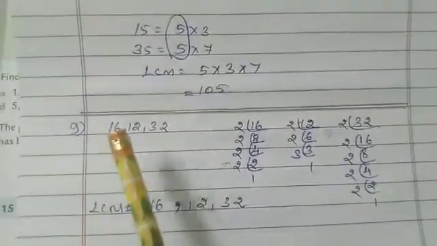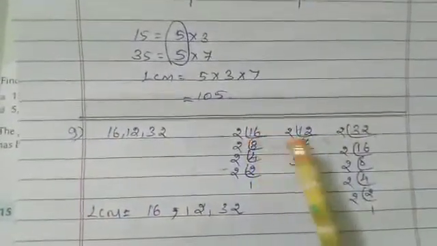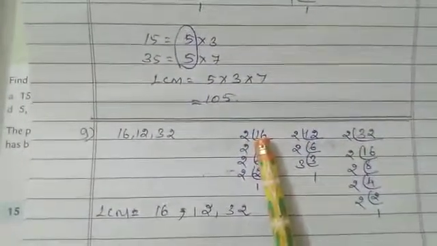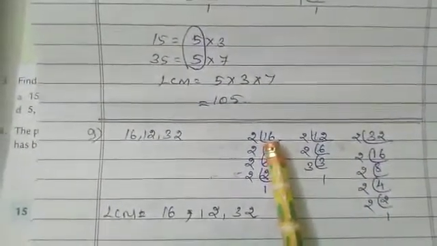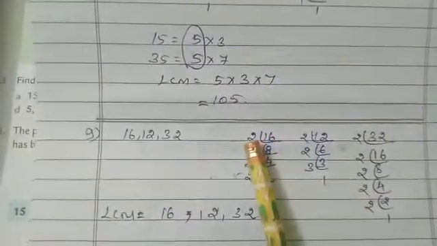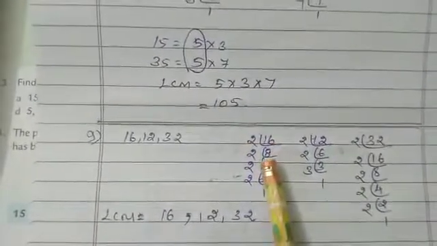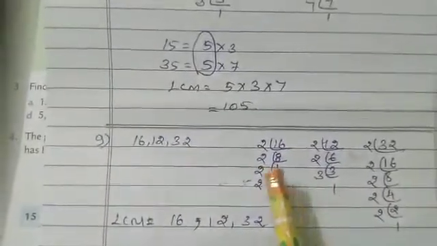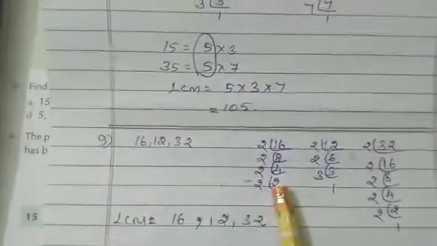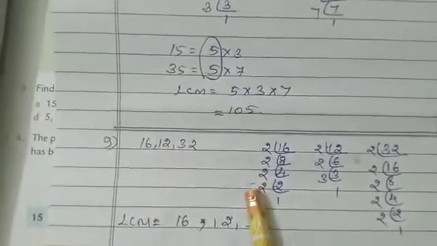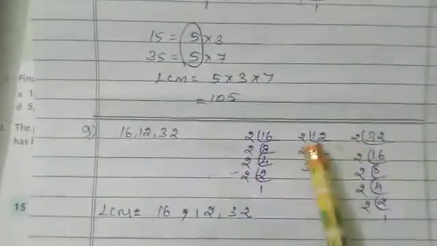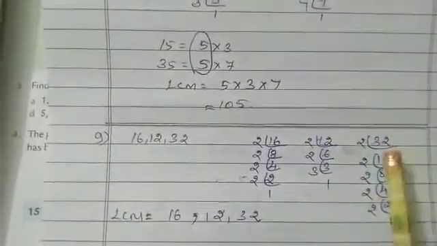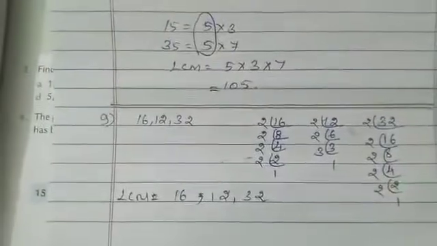See G sum. They have given 3 numbers. So for 3 numbers also we have to take the LCM. So 16 is an even number, so we can take the 2 table. 2 8s are 16. Again 8 is an even number. 2 4s are 8. 4 is also an even number. 2 2s are 4. 2 is also an even number, so we can take the 2 table itself. So we finished. 12 is the same, an even number. Here 32 is also an even number, so we can take the 2 table itself.